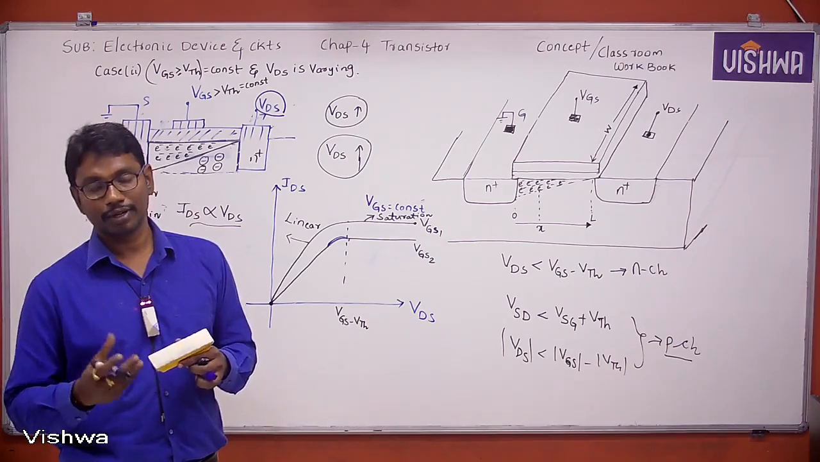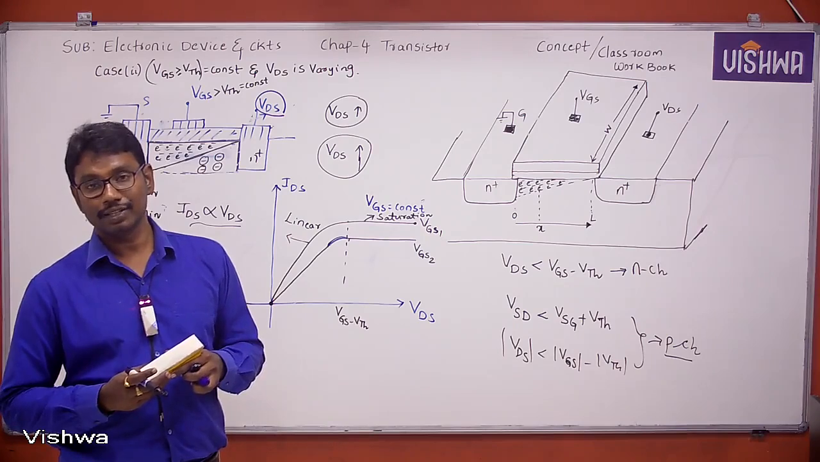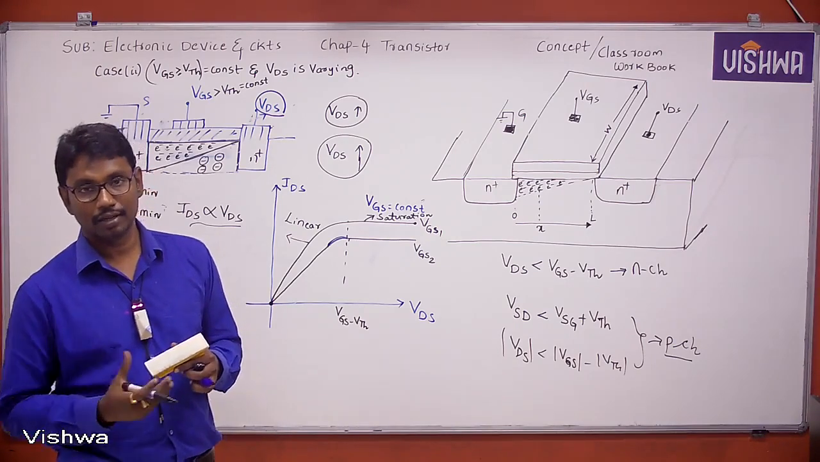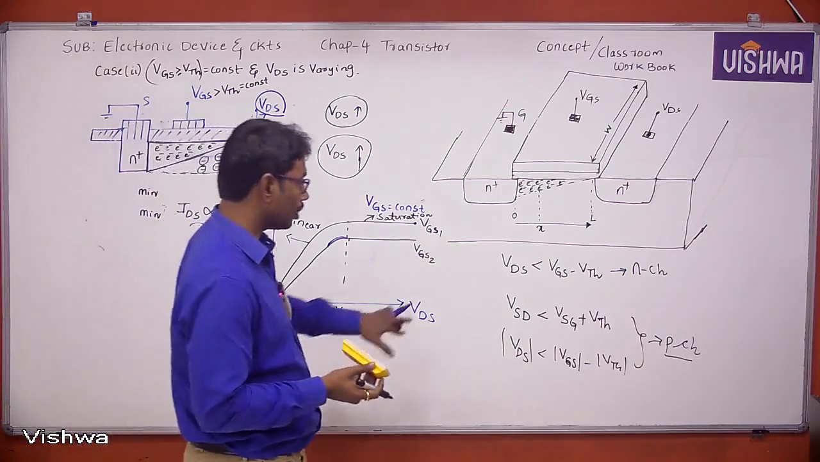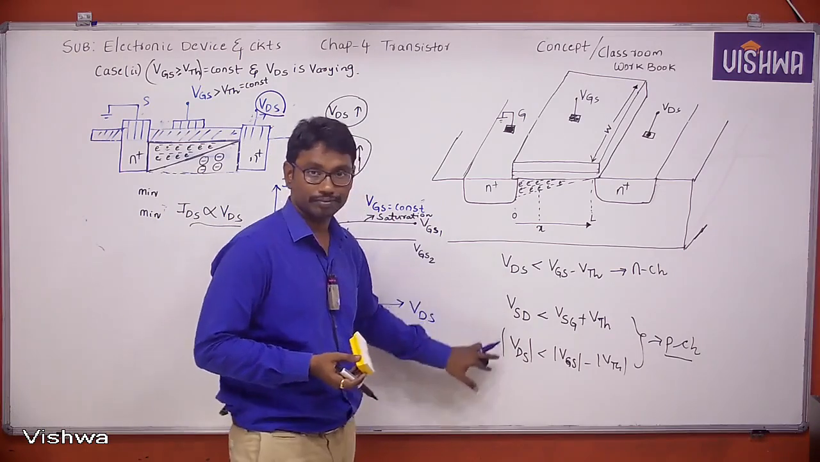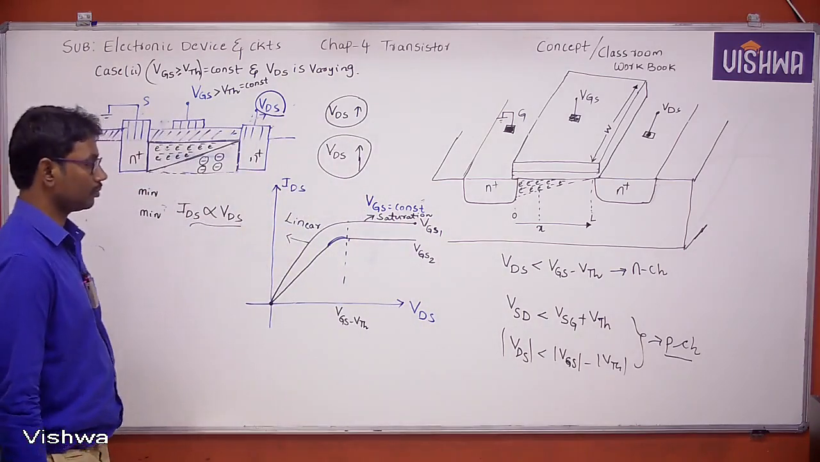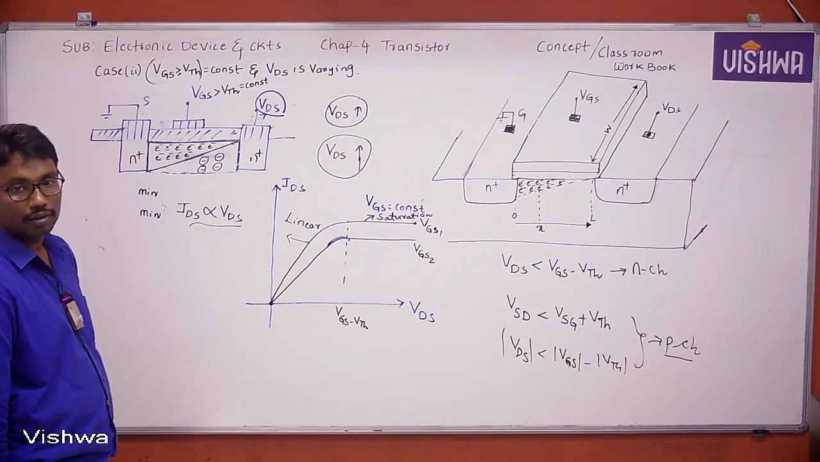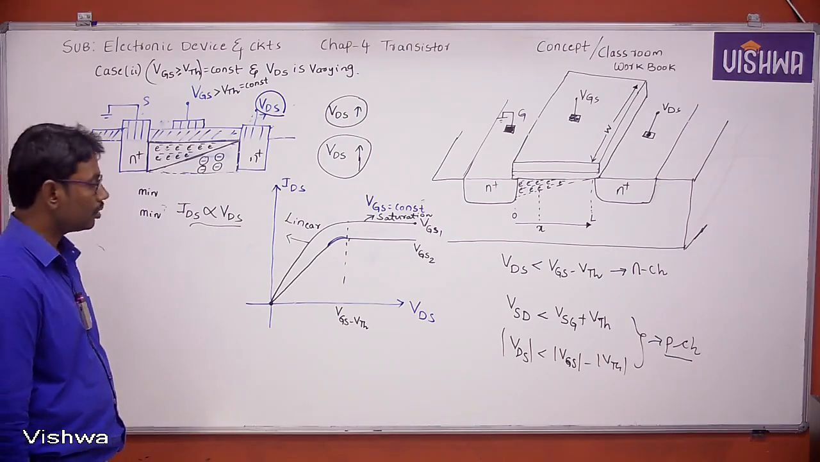Next point, the MOSFET is in the linear region when, copy these two conditions. This is for the N channel, this is for the P channel. Copied? Yeah.